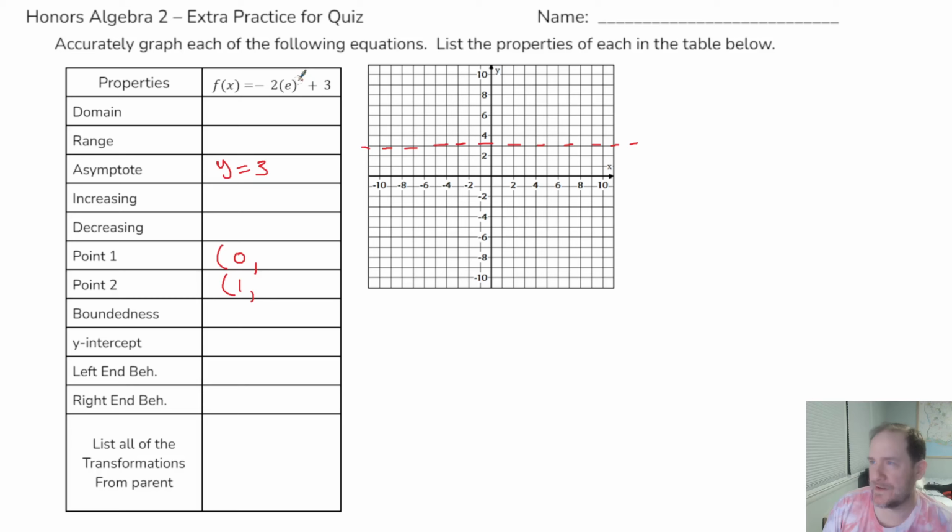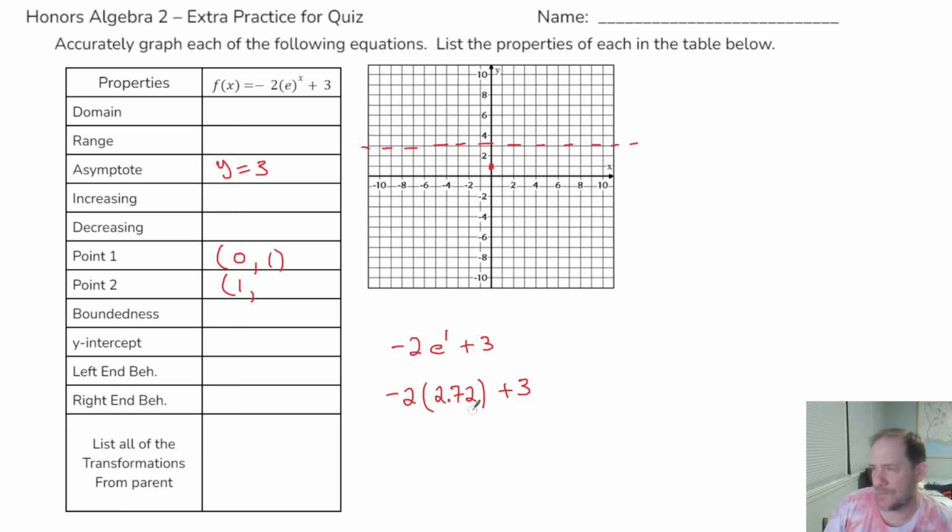Now 0 is very easy because e to the 0 is 1, 1 times -2 is -2, plus 3 is 1, so (0, 1) is a point for us. And then at 1, we're getting what? -2 e to the 1 plus 3. So that's -2 times 2.72. That's what we're letting e be. Really, it's 2.718 if we go to 3 decimal places, but we're just rounding.